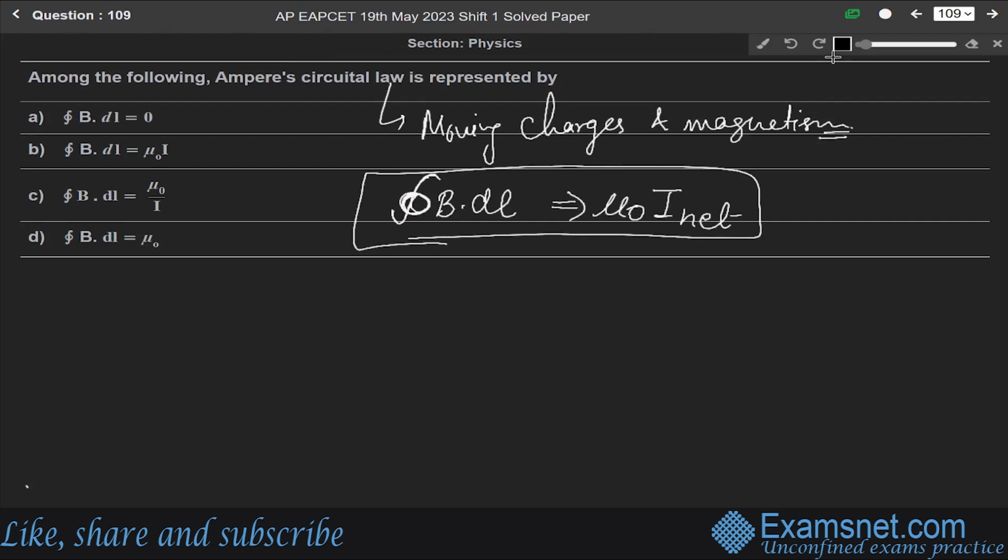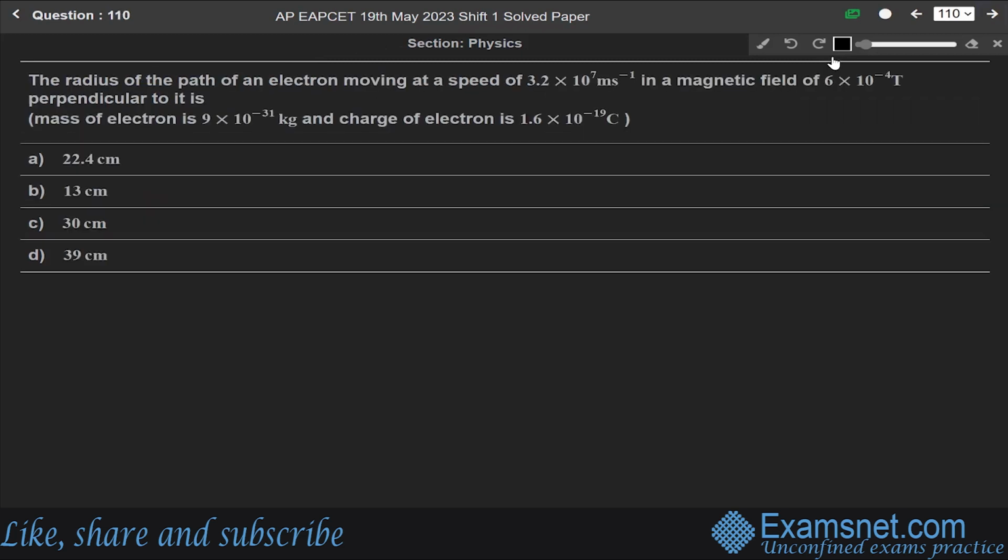So this is Ampere's circuital law, that is, the line integral of the magnetic field surrounding any closed surface is equal to mu naught times the total current enclosed by the surface. This mu naught is equal to 4 pi into 10 to the power minus 7. Okay, so among these four, option B is the correct answer. Okay, now next question 110.